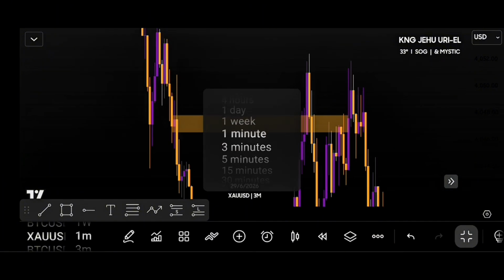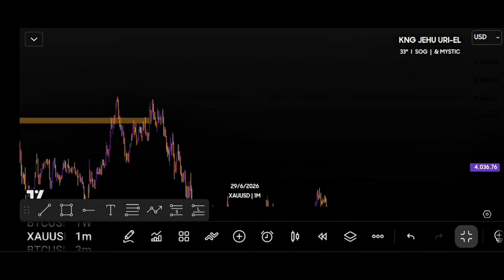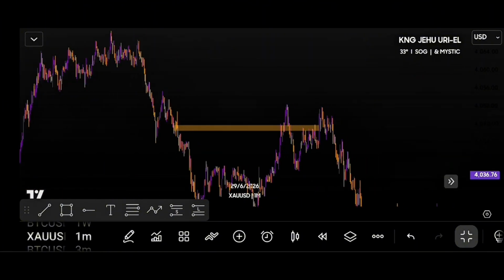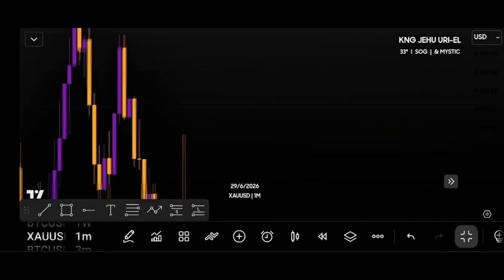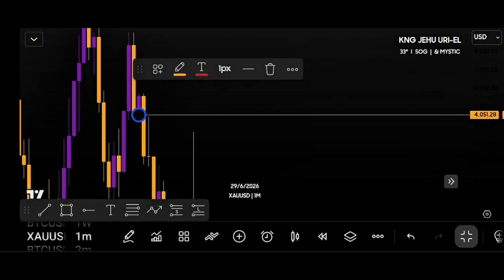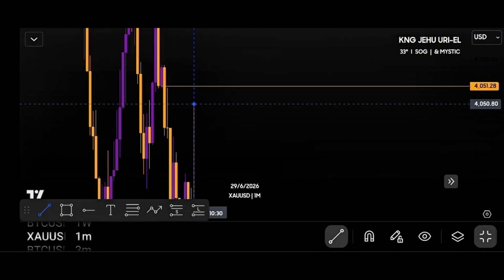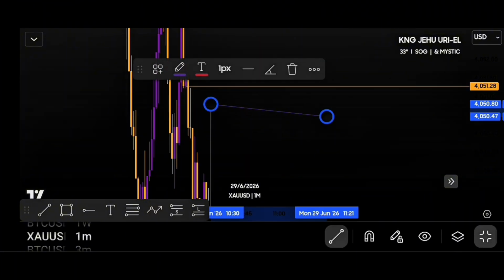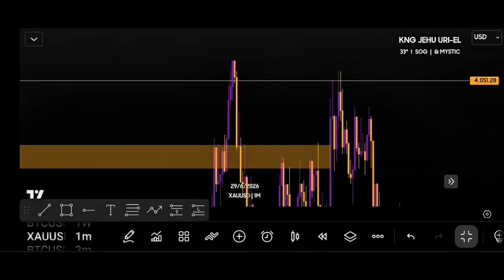But what did price do? I went down to 1 minute, zoomed in, and here is the other block that price used to move. Then this entire high was the liquidity. This is on a 1 minute time frame, so it's going to be hard to see. You see, this was where the sell happened.